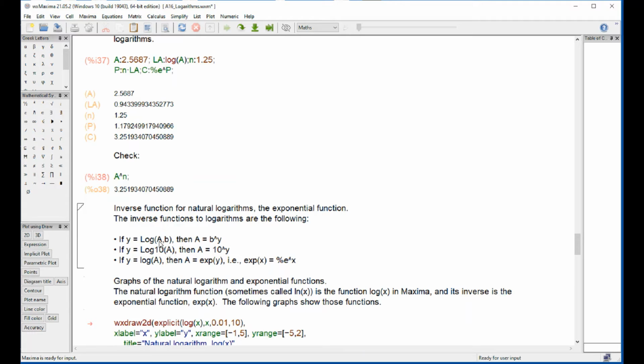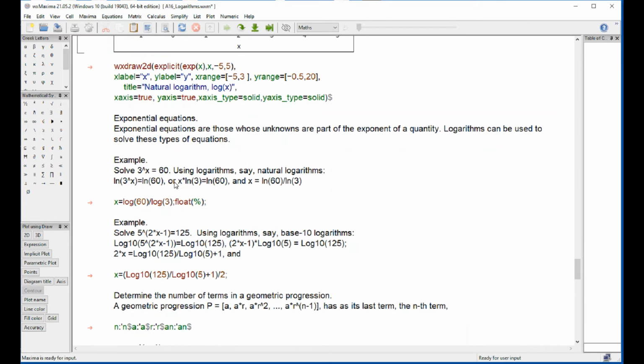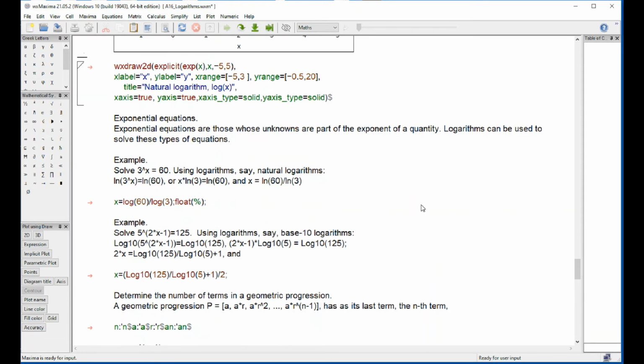Inverse functions: if you have logarithm of base b, it is b to the y; logarithm of 10 is 10 to the y; logarithm of a is e to the x, which is called the exponential function. I'm going to draw for you here the logarithmic function. It starts from minus infinity, it grows and then it slows down.